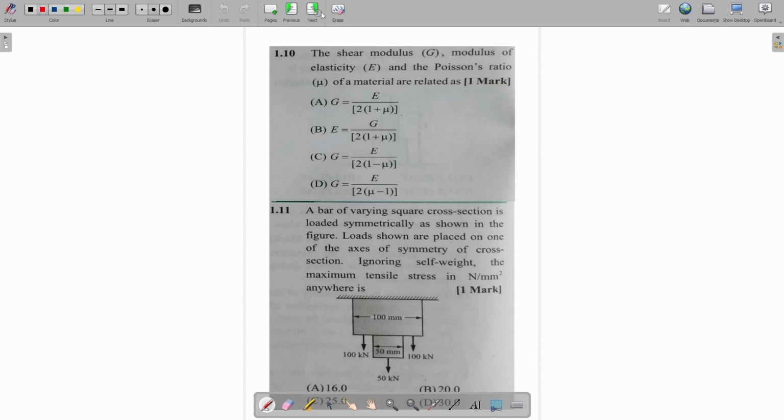Now for the next question, question number 10. Here, given the shear modulus G, modulus of elasticity E and Poisson's ratio mu of a material, we need to find the relation between these. The shear modulus is represented as G, modulus of elasticity as E, and Poisson's ratio as mu. Now, what is the relationship between these three?